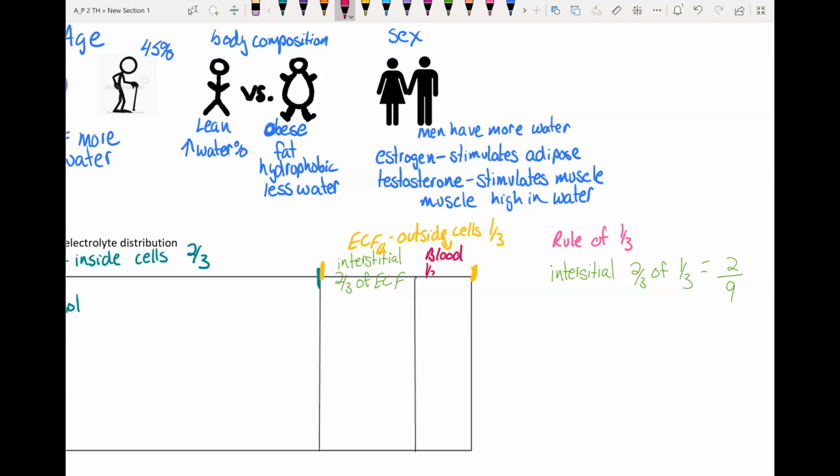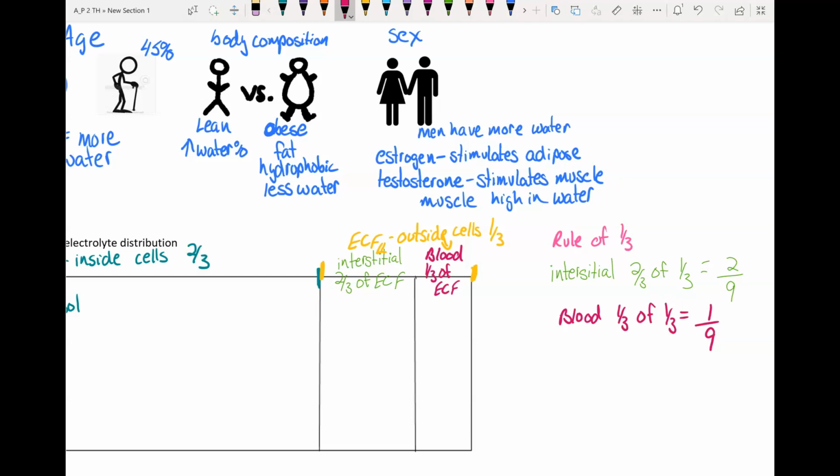Blood is 1/3 of extracellular fluid. So all the water in your body, 1/3 of it is extracellular, and of that 1/3 that's extracellular, 1/3 is in your blood. So blood is 1/3 of 1/3. 1 times 1 is 1, 3 times 3 is 9. So 1/9 of all the water in your body is in your blood. So that's the distribution of water.